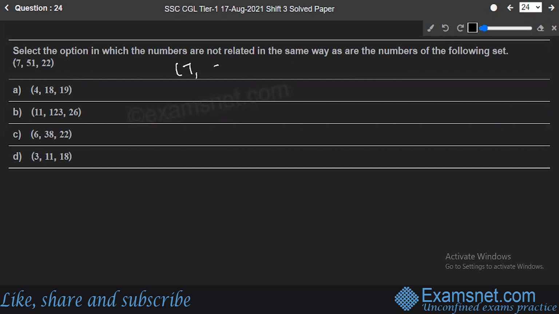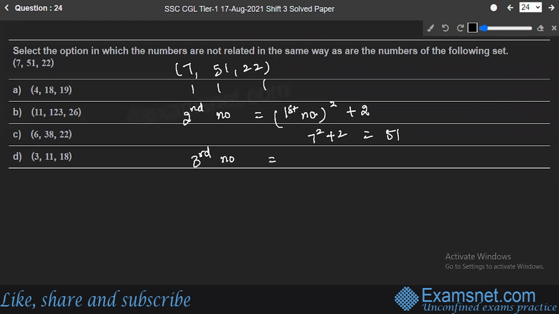It is 7, 51 and 22. See, this is the first number, this is the second number, and this is the third number. Okay, first number is 7. So here the logic is second number is equal to first number square plus 2. Okay, that is 7 square plus 2, which gives you 49 plus 2, that is equal to 51. And third number is equal to the first number plus 15. Right. First number is 7 and you are adding 15 to it, you get 22.